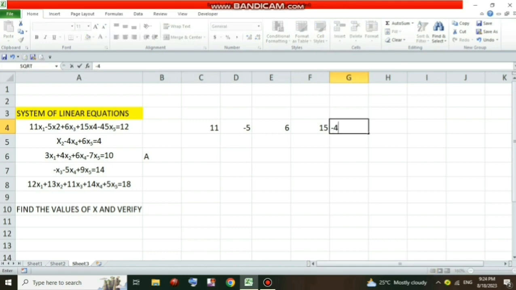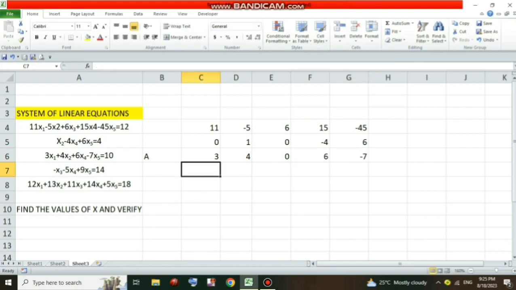So 11, minus 5, you can just see from the equation itself, 6, 15 and minus 45. In equation number 2, x1 doesn't have any coefficient. There is no x1 at all, so let's put it as 0. x2 has a coefficient 1. If nothing is mentioned, you can consider it as 1. x3 is not there, again let's put 0. For x4 we have minus 4 as the coefficient, and for x5, 6 is the coefficient. Similarly in equation number 3, there is no x3, let's put it as 0, and 6 for x4 and minus 7 for x5.